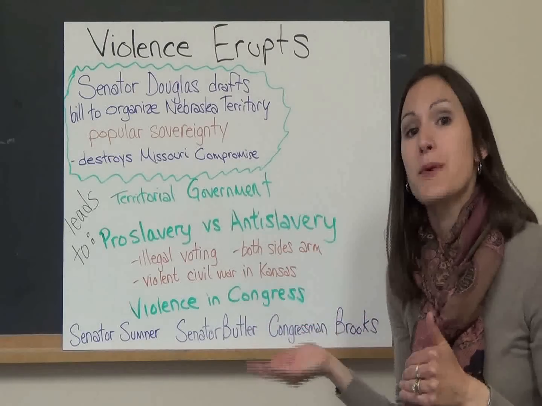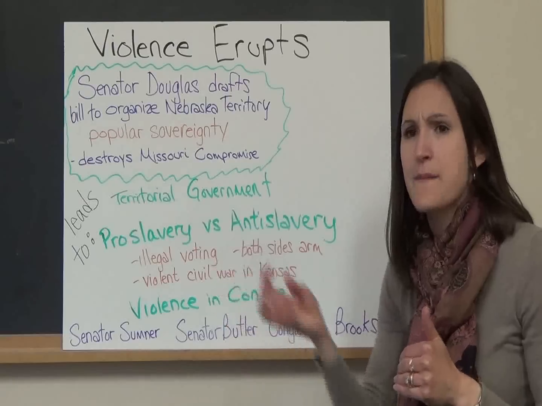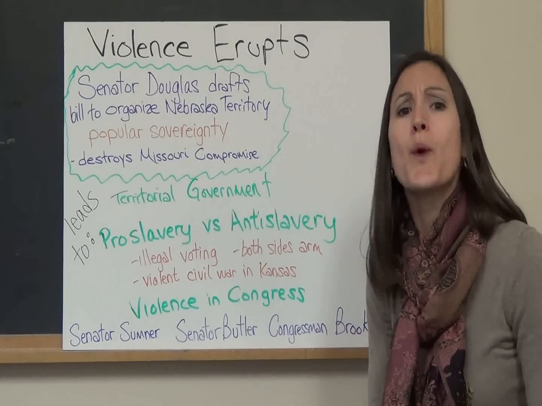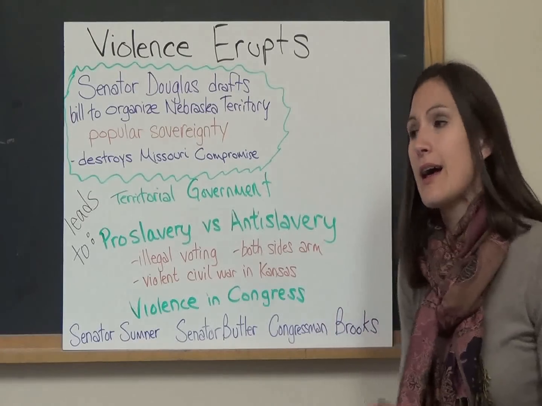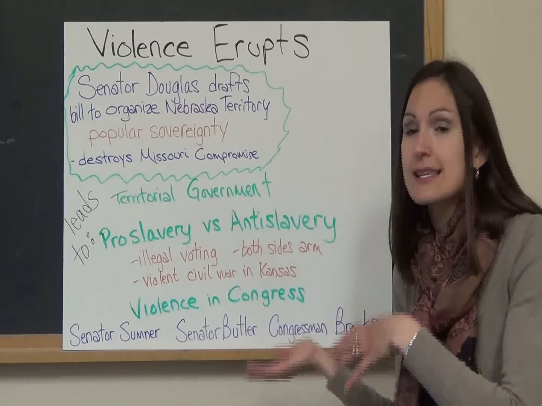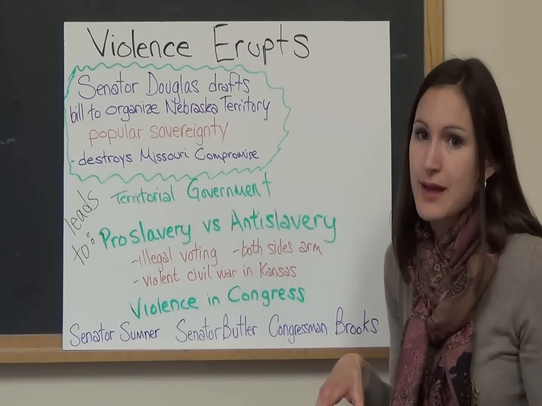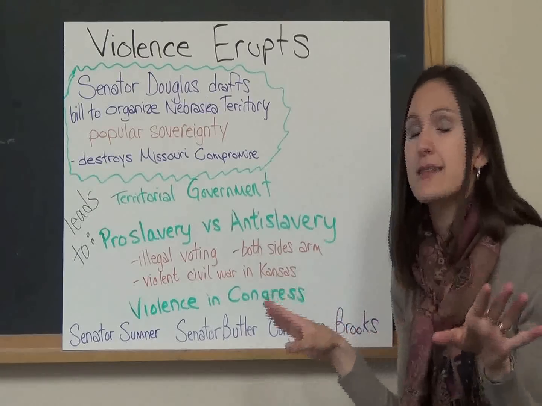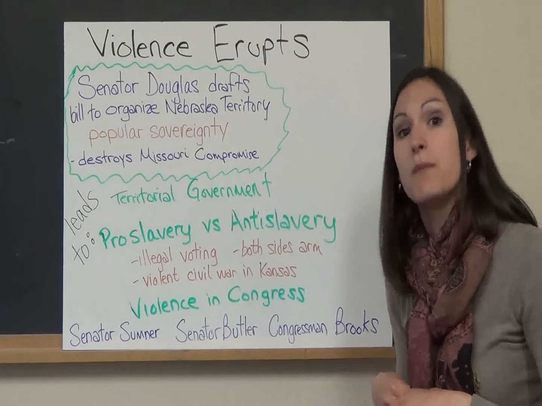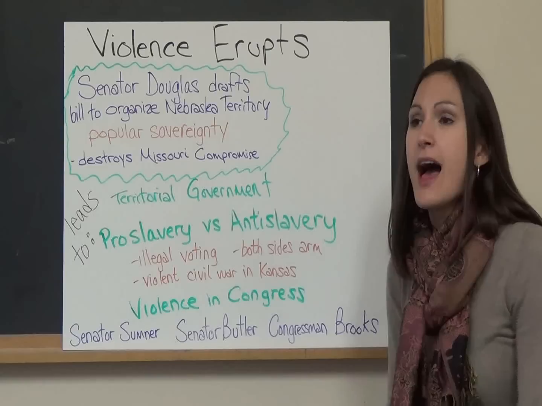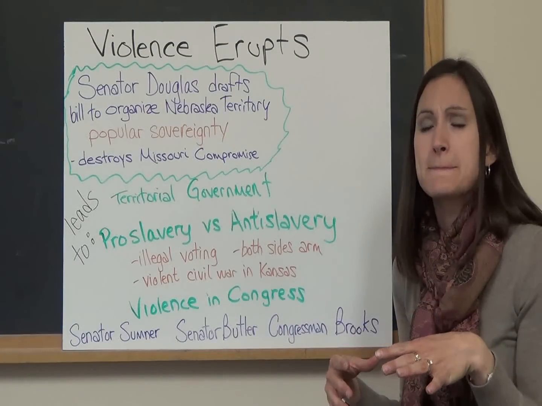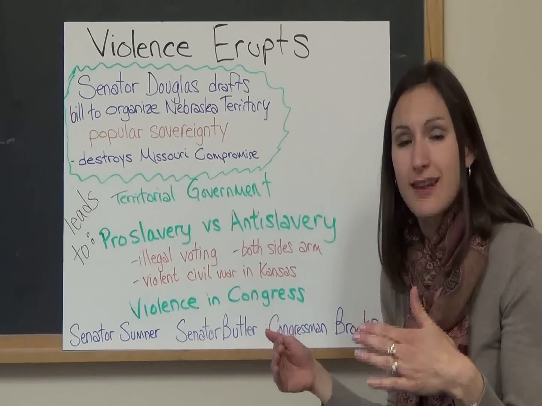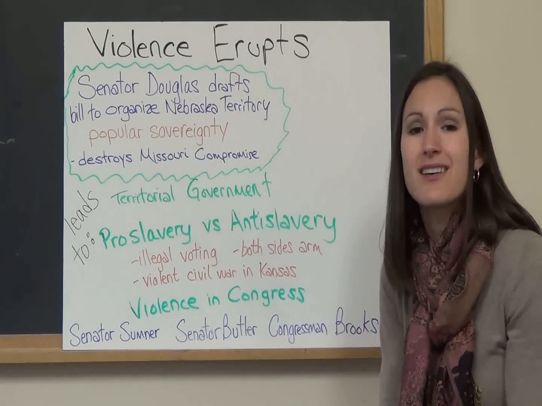Now you have another branch, though. People who are against slavery come in, and they form their own government and say, no, this is what the people want. We don't want slavery here. But the U.S. government recognizes the pro-slavery government. Well, pro-slavery people sack the town of Lawrence. John Brown gets a bunch of people together, and he ends up murdering pro-slavery neighbors. So that's where the violence starts.